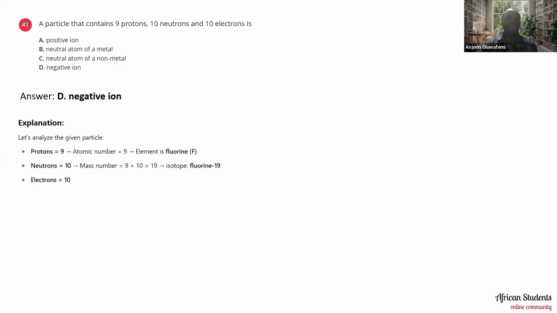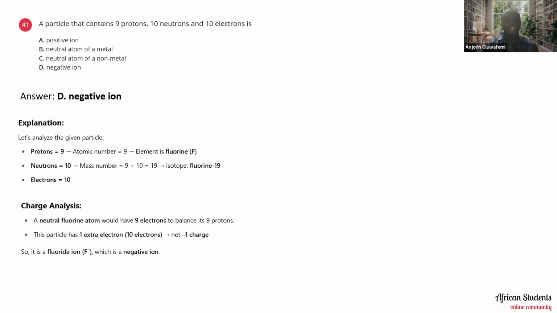The reason is because if you analyze the given particle, it has 9 protons, so it has an atomic number of 9. So the element is basically fluorine, if you look at it based on the position on the periodic table. Now, it has 10 neutrons, and the mass number is 9 plus 10, which equals 19. So the isotope is fluorine-19, and the number of electrons is 10. So a negative ion is what is formed.